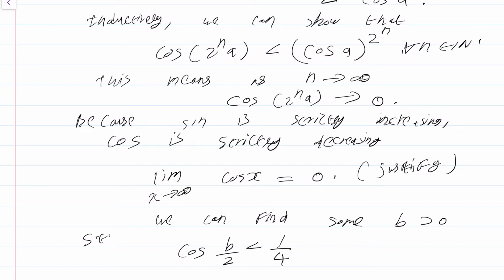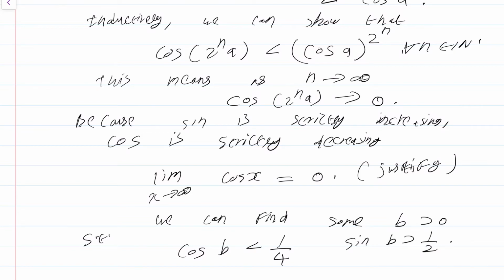Okay, and because cos b is less than 1 by 4, we can find some b greater than 0 that cos b is less than 1 by 4, and it's clear that whenever cos b is less than 1 by 4, sin b definitely has to be greater than half. In fact, you can get a better bound, but that's all I need. Sin b is definitely going to be greater than half.